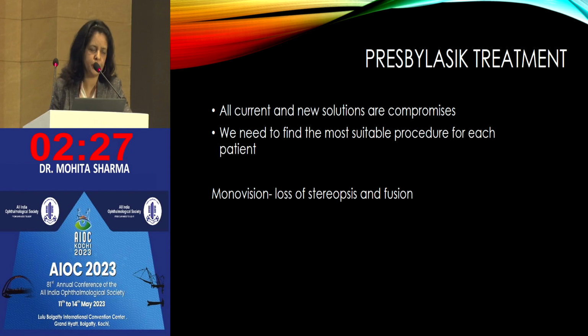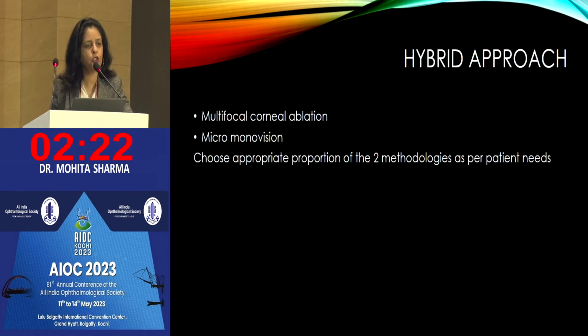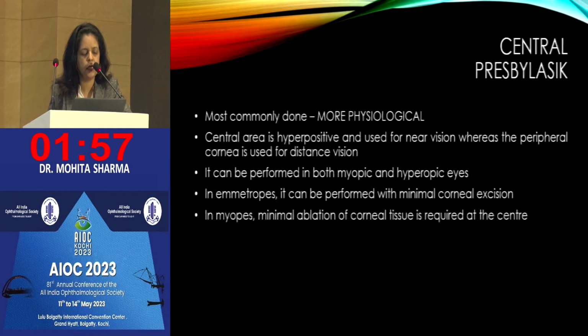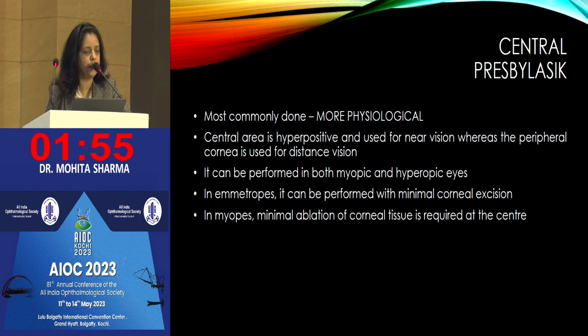We've been doing presbyLASIK for the last 7 years, and now it is becoming an accepted norm, so it's important to understand a little about this procedure. Most of these procedures work on a hybrid approach where, apart from micro monovision, they create a multifocality on the cornea, and you have to choose the appropriate proportion of these two methodologies according to the patient's needs, and that's how the treatment is designed. Now, presbyLASIK can be central presbyLASIK, peripheral presbyLASIK, or a laser blended vision in various machines. Most commonly used nowadays is the central presbyLASIK because this is the most physiological.